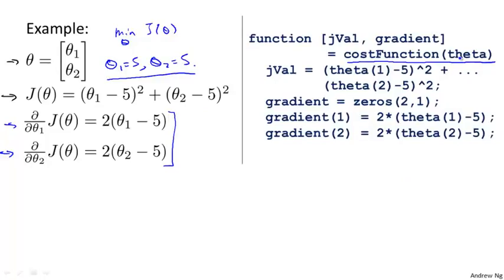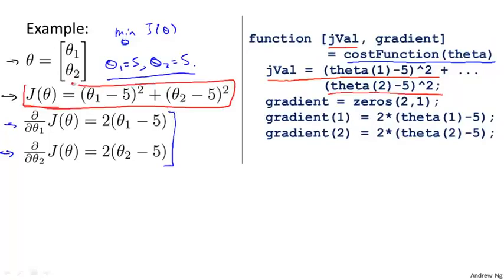And what this does is it returns two arguments. The first, jVal, is how we would compute the cost function J. And so this says jVal equals (theta 1 minus 5) squared plus (theta 2 minus 5) squared. So it's just computing this cost function over here. And the second argument that this function returns is gradient. So gradient is going to be a 2 by 1 vector. And the two elements of the gradient vector correspond to the two partial derivative terms over here.